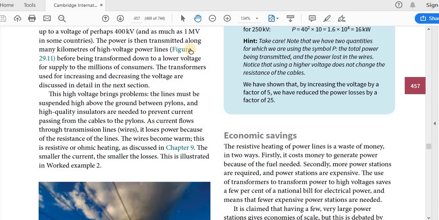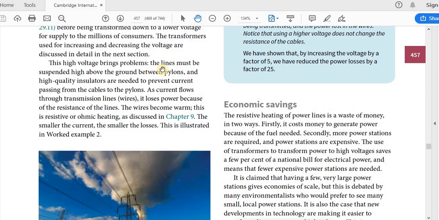So at the area where there is a factory, there is a step down transformer to reduce it to a voltage which is much more than the voltage we use in our homes. And then again it is stepped down, or maybe it can also be directly stepped down to 230 volts here. The power is then transmitted along many kilometers of high voltage before being transformed down to a low voltage for supply to the millions of consumers. The transformers used for increasing and decreasing the voltage are discussed in detail in the next section.